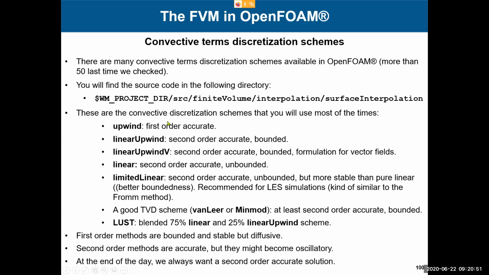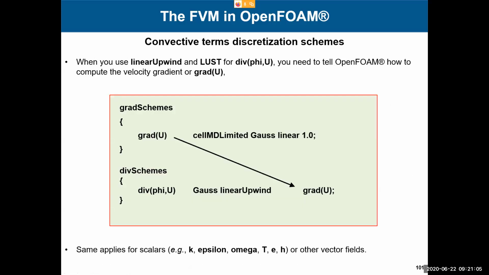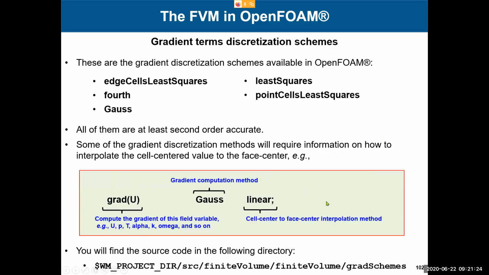Depending on your physics, you can just change this discretization. And lately, I have been playing a little bit with this method, the LUST, okay? It seems to work very well, but honestly, stay with this one. Just to make a clarification also, that for the gradients, when you use linearUpwind, you need to add this keyword. Okay, we have seen that in linearUpwind, you need to give the gradient information. The grad is this one. So you put it here and you say how you want to compute it, okay? So that is just to make it clear.